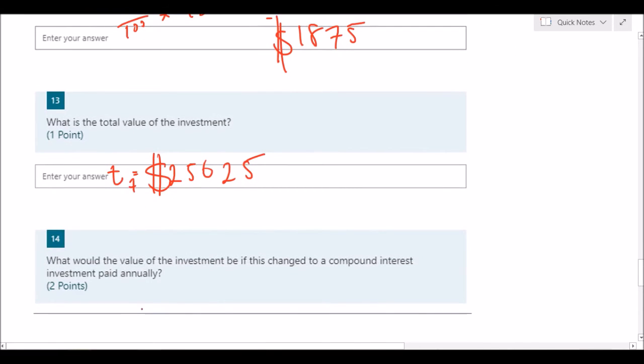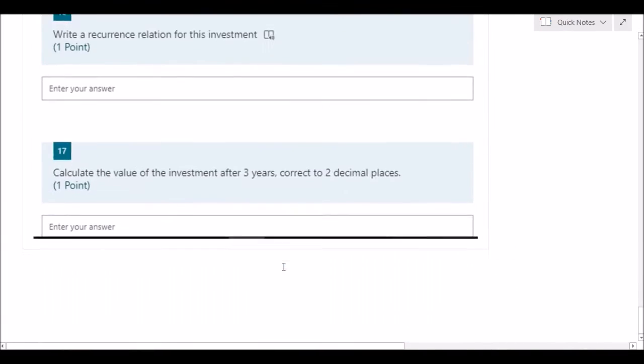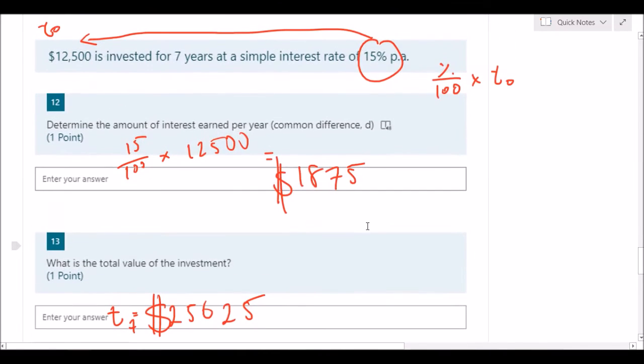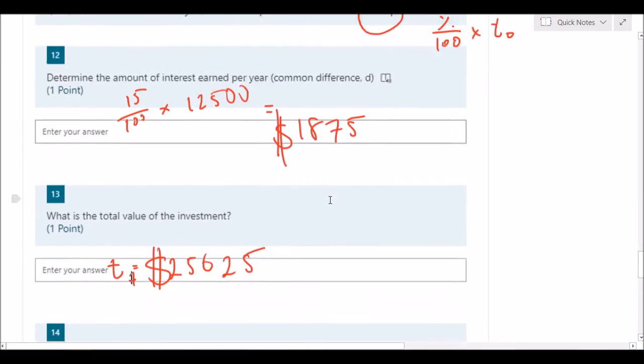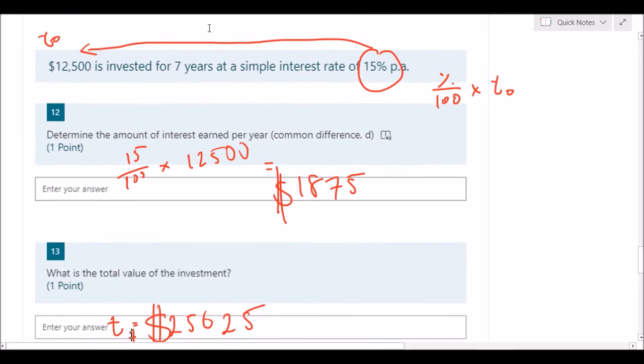So that's how much money he'll have after the 7 years. What would the value of the investment be if this changed to a compound interest investment paid annually? Okay, so this one's slightly different. Instead of adding by the same amount, we're going to have to figure out how much it would be if it was a compound interest. So hopefully this doesn't trip you up, but remember it's 12,500 for 7 years, so that doesn't change. 12,500, 7 years, but instead of simple interest, it's going to be compound interest. So it's still going to be 15% per year. So it's adding 15% per year.